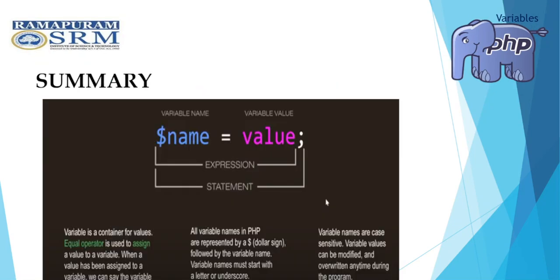And now I want to conclude the variable. Variable is a container to store the value. In PHP, the variable name should start with the $ symbol, then the variable name. And if you want to assign some value to the variable, you can use the assignment operator equal to, then you can assign a value. But if you want to define the variable name, you should follow the rules for defining variable names.